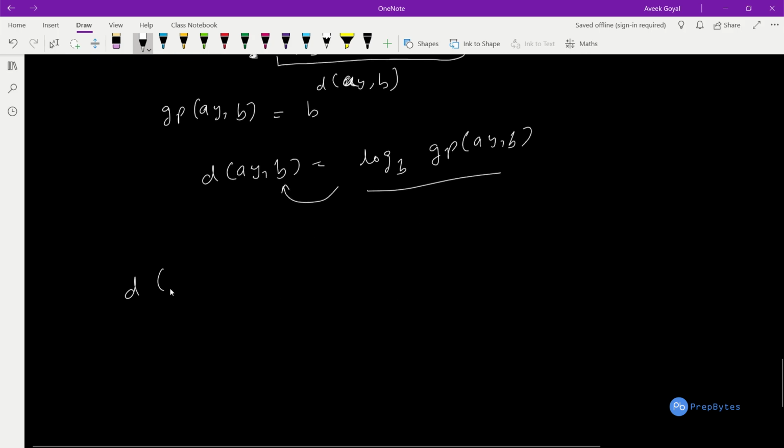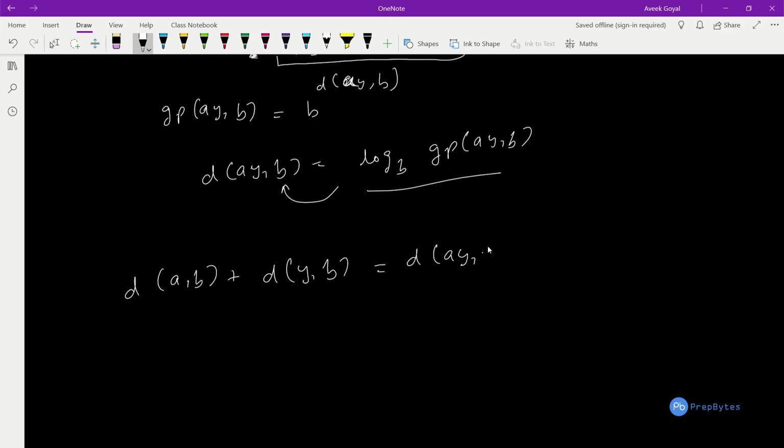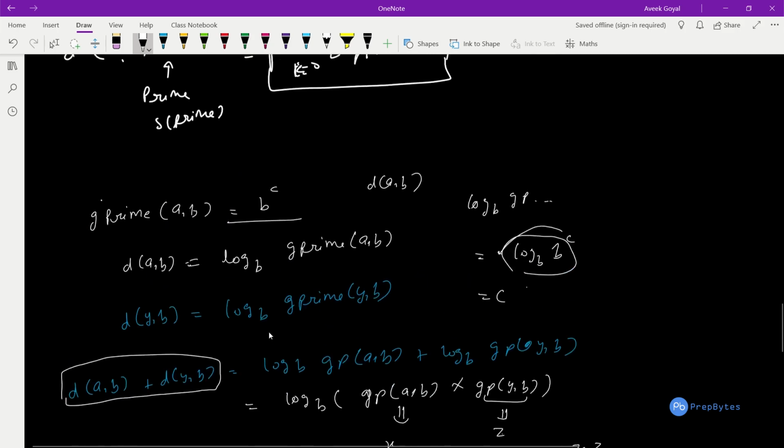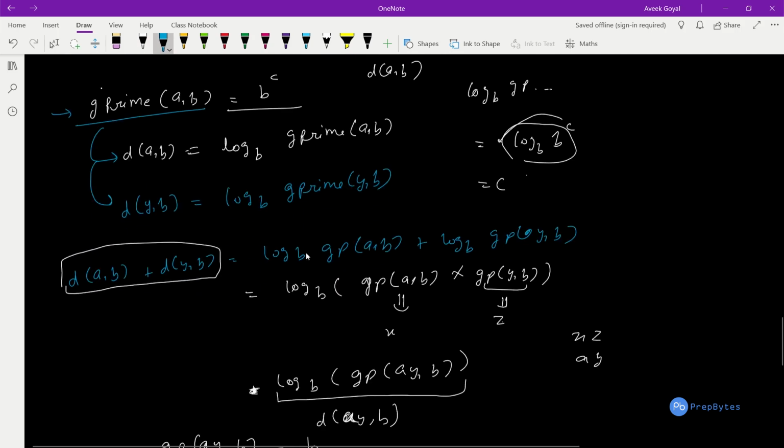So it becomes nothing but d(a, b) plus d(y, b) is nothing but d(ay, b). So this is our equation. So this is pure mathematics. Okay, equation 1, equation 2, like that, mathematics. Okay, so understand it point by point. So in this particular case we can write this here. If we log, we get these values. Fine. Now after that I am adding it out. So by the log formula, log to the base b of a plus log to the base b of c becomes log to the base b of ac.